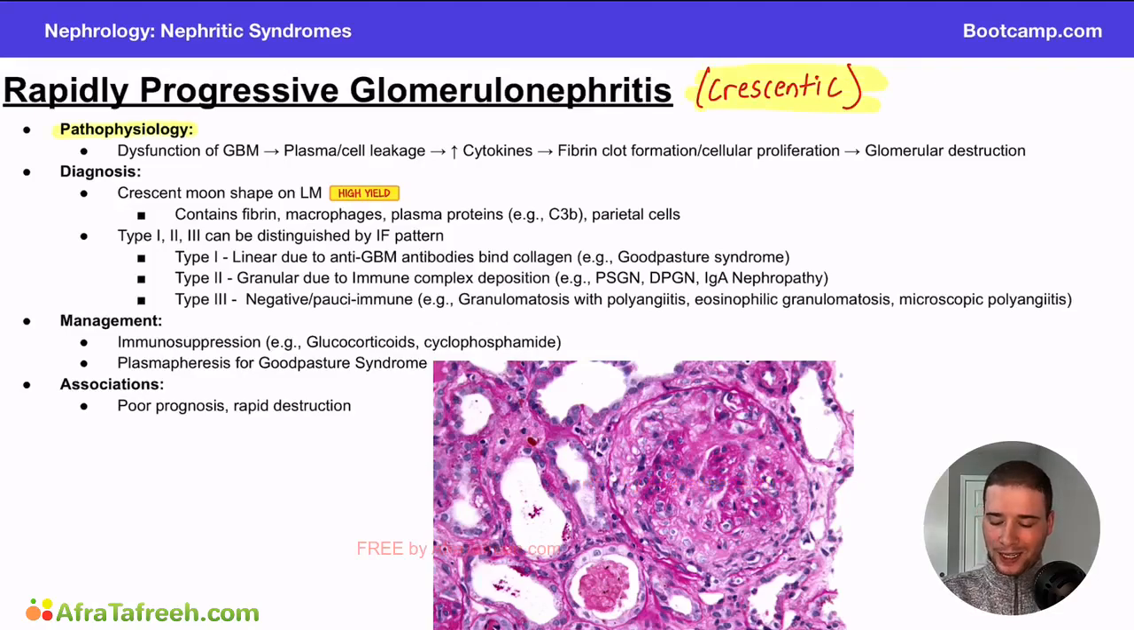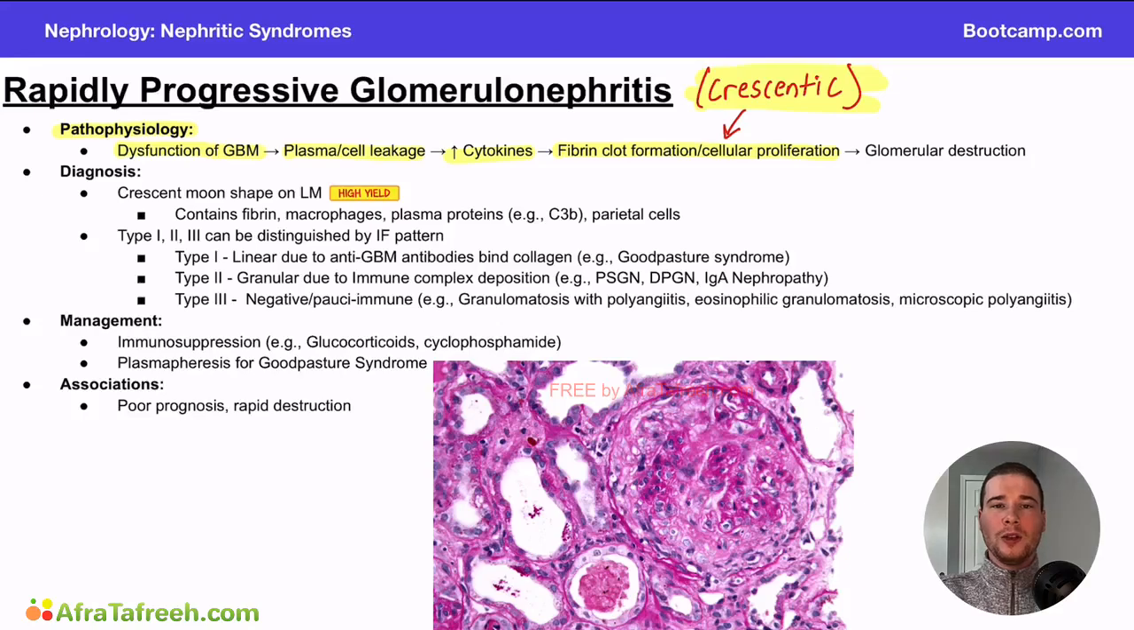So as with our previous conditions, we get damage or dysfunction of the glomerular basement membrane, which ultimately leads to a leakage of cells and proteins that causes an increase in cytokines and an immune reaction, leading to a fibrin clot formation and cellular proliferation. And this is where the name crescentic actually plays a role. So let's break this down and talk a little bit more about this pathophysiology.